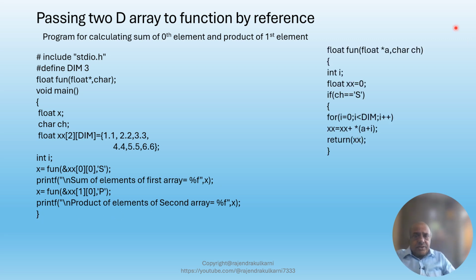So the function we have written is float fun(float *a). So a will be assigned the address which will be passed from the function call. In the first call it will be the address of the 0th element of the 2D array, which means this 1D array consisting of values 1.1, 2.2, 3.3.